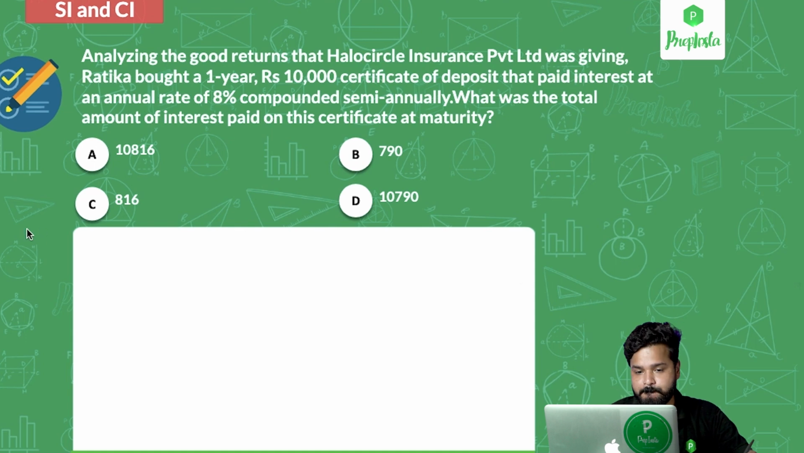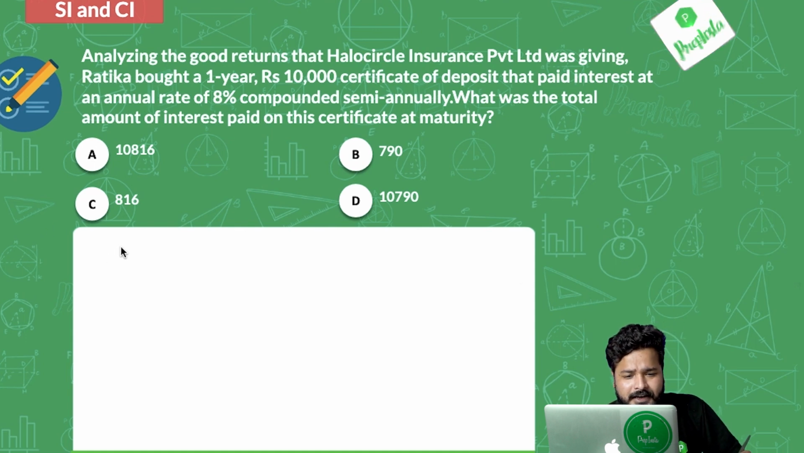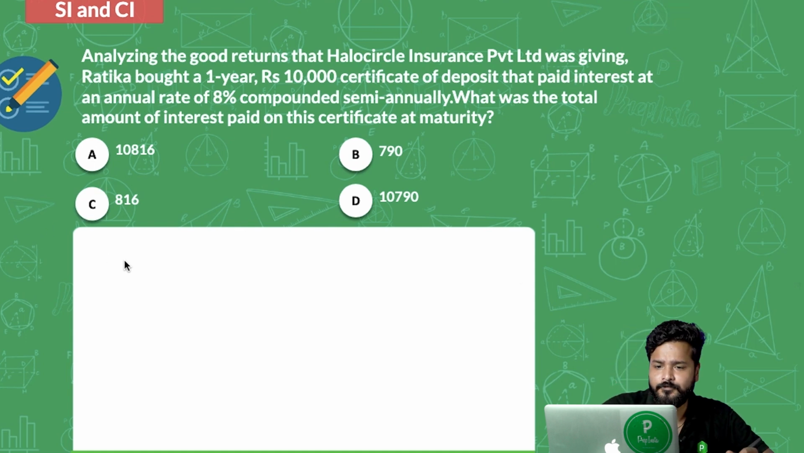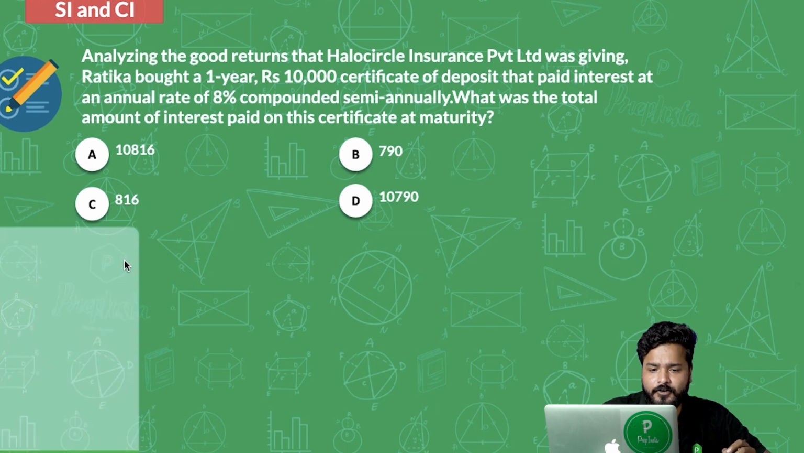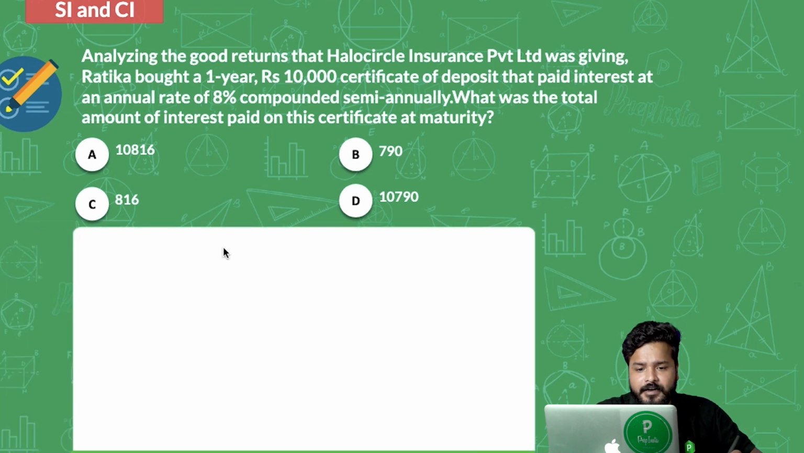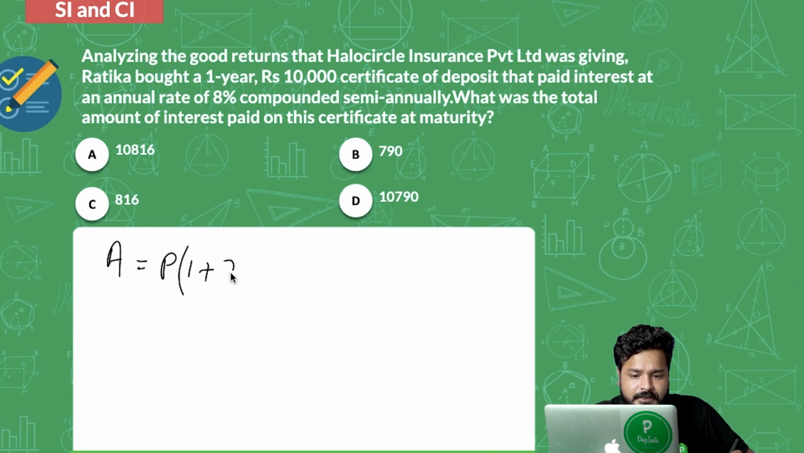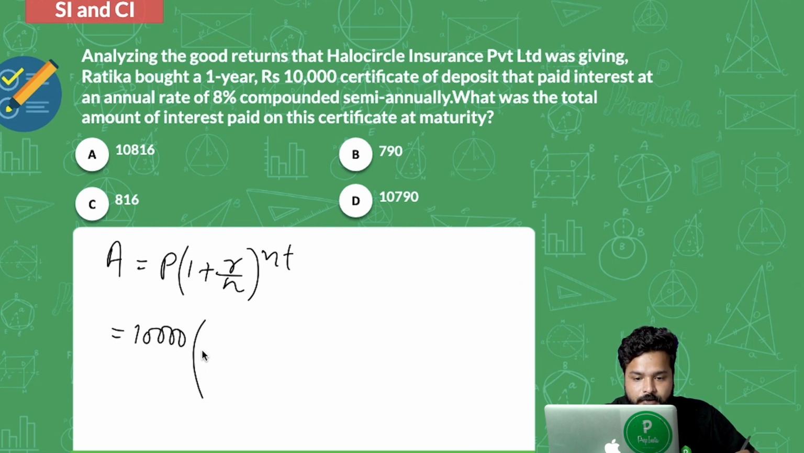So coming to the formula directly, the formula for amount in compound interest is P into 1 plus R by N the whole raised to the power NT. Principal is 10,000 into 1 plus. What is the rate? The rate is 8 by 100 because it is 8%, upon N.